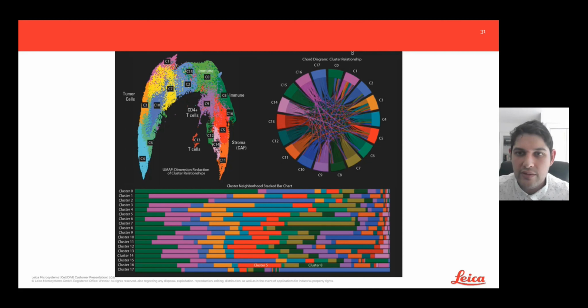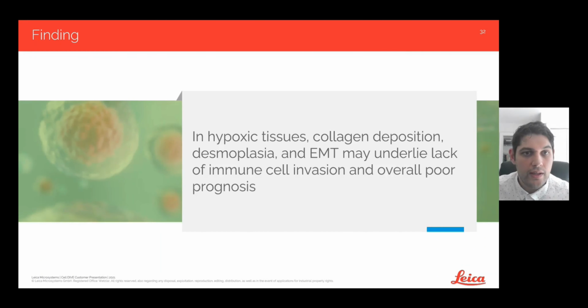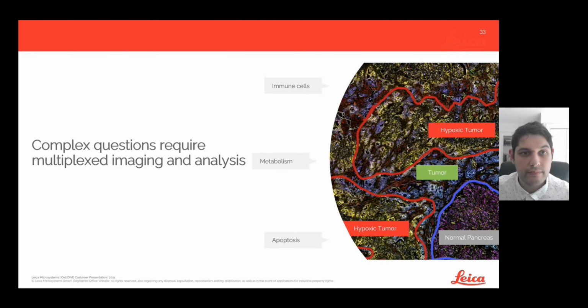The cluster 5 cells also suggest that an EMT might be taking place, an epithelium-mesenchymal transition. So taken together with the previous data, this might be a mechanism for how apoptotic networks fail to be triggered and increased aggression of these tumor cells. So the finding here is that in hypoxic tissues, collagen deposition, desmoplasia, and EMT might underlie that lack of immune cell invasion and overall poor prognosis.